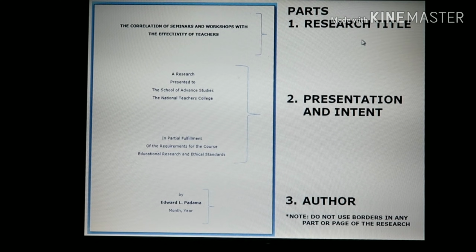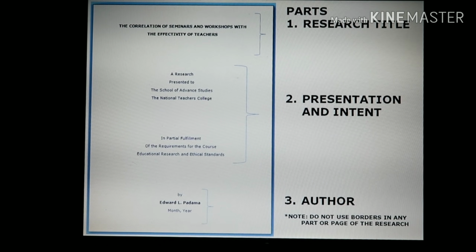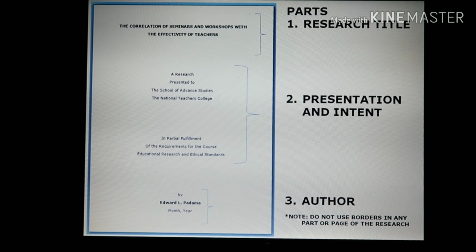Okay, so first part is the research title. If you're going to observe the left part of the output, number one, the title should be written in all caps or in all capitalized letters. That's the first one. The second is that the title should be typed or encoded in bold form. And then the third is that the title should be arranged in a way that they form an inverted pyramid. Okay, so I hope you remember that.